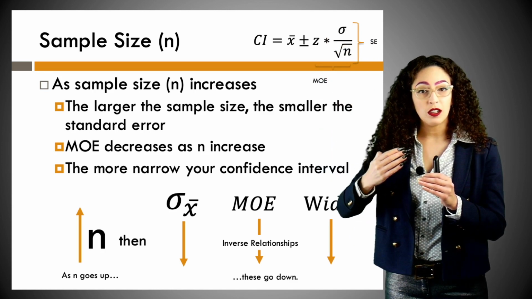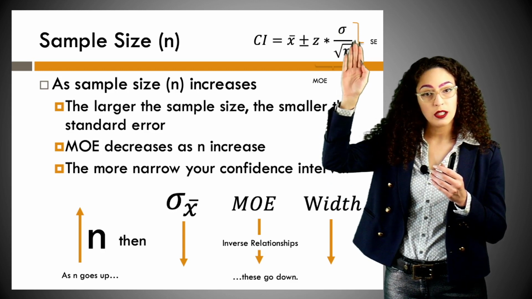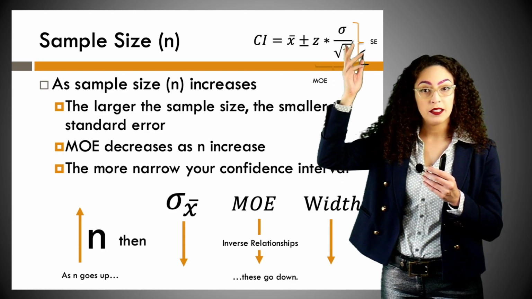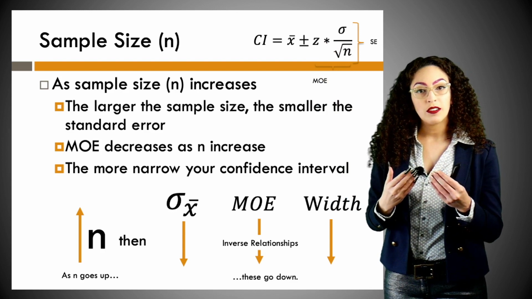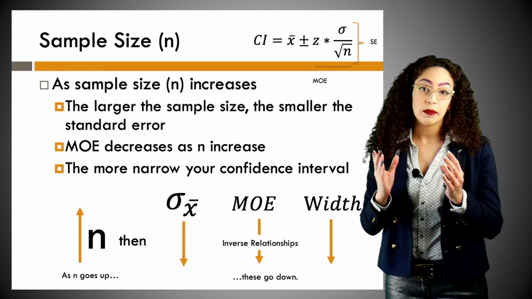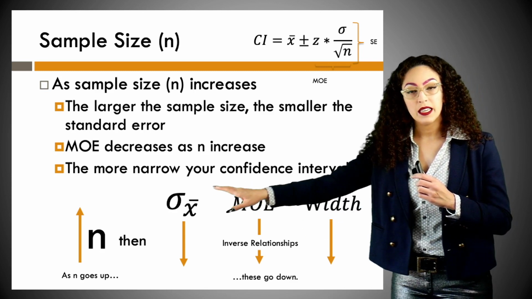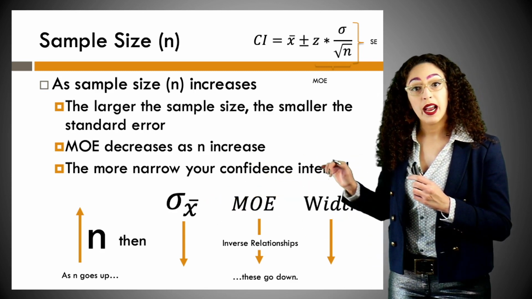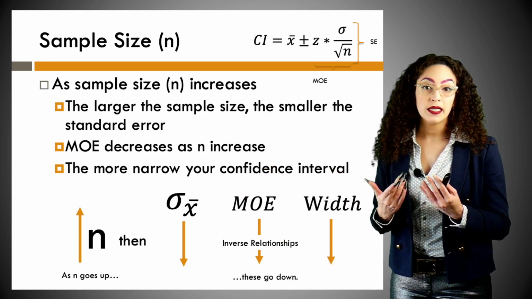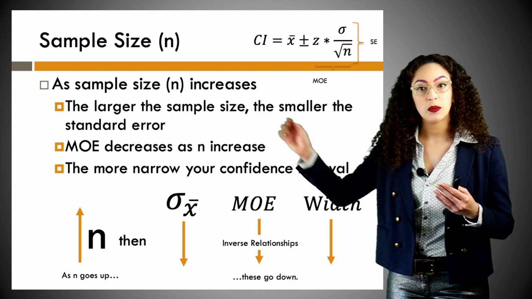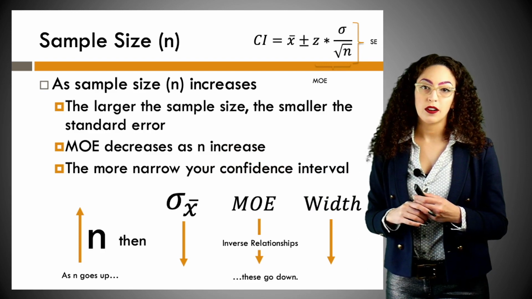Margin of error is also going to decrease as n increases because you're going to make your standard error smaller, and your margin of error is made up of standard error and your critical z-value. And it will also make your confidence interval more narrow because it makes your margin of error smaller. So all of these, the standard error, margin of error, and the width will all go down as your sample size goes up. Another way to say this is that there is an inverse relationship between sample size and standard error, margin of error, and the width of your confidence interval.